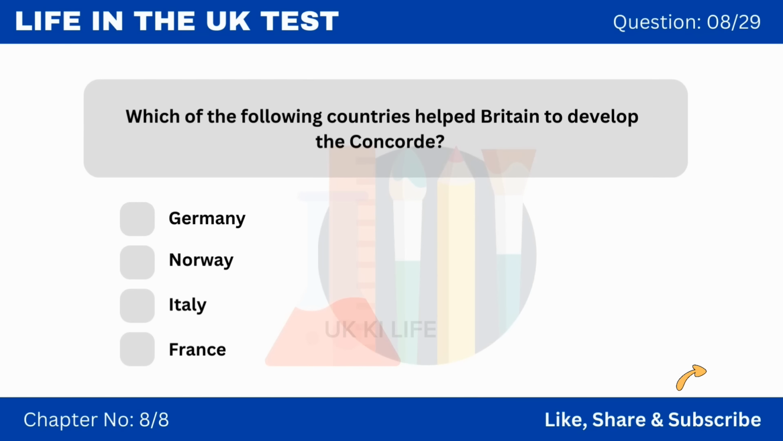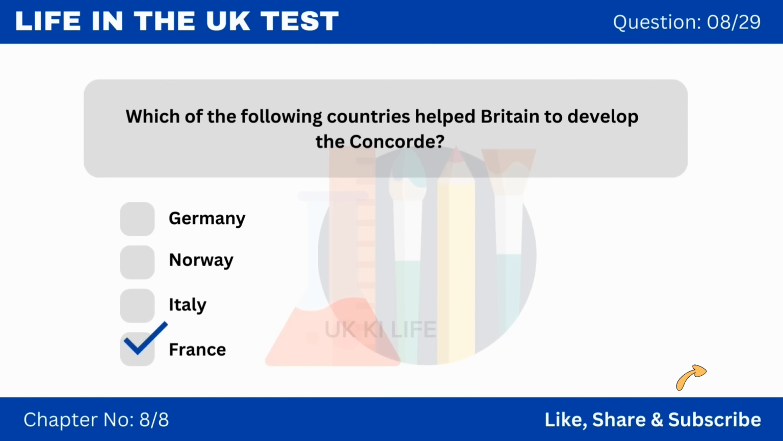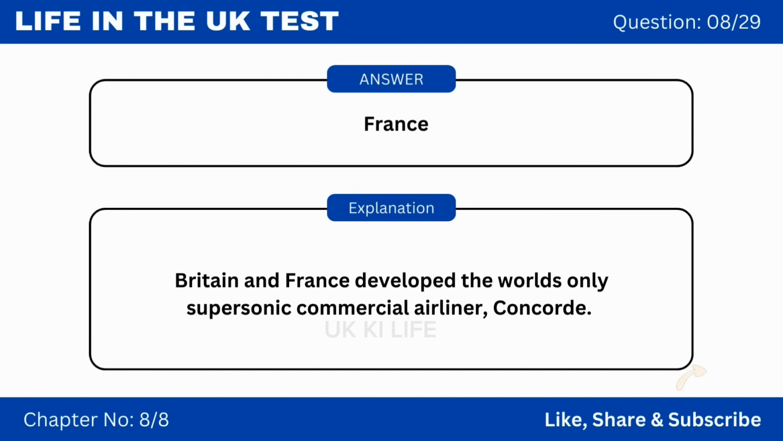Question 8. Which of the following countries helped Britain to develop the Concorde? Germany, Norway, Italy, France. The correct option is D. Explanation. Britain and France developed the world's only supersonic commercial airliner, Concorde.